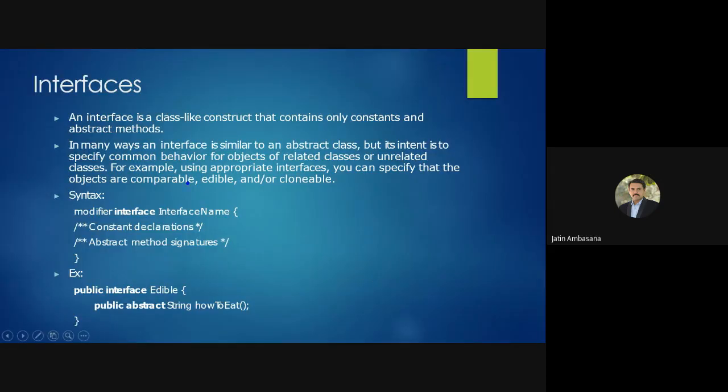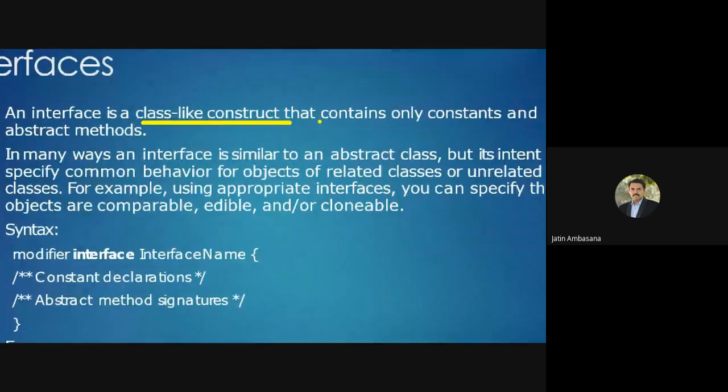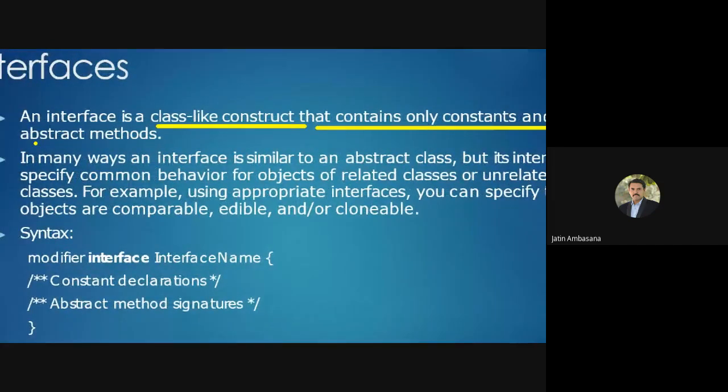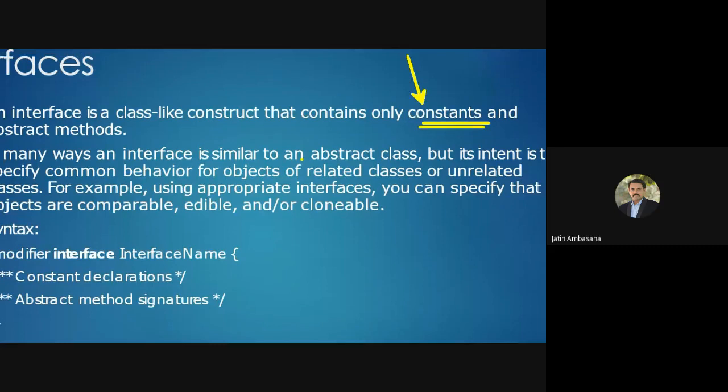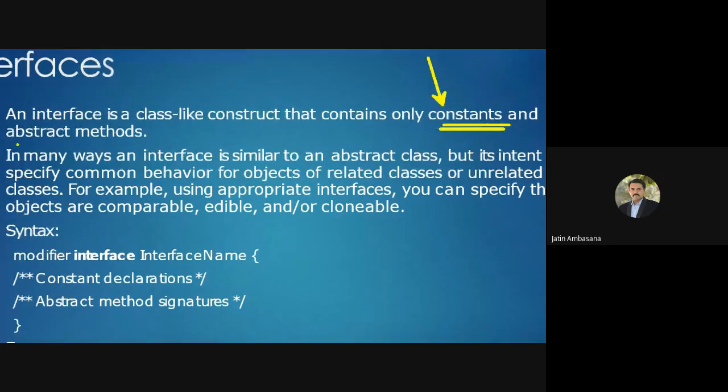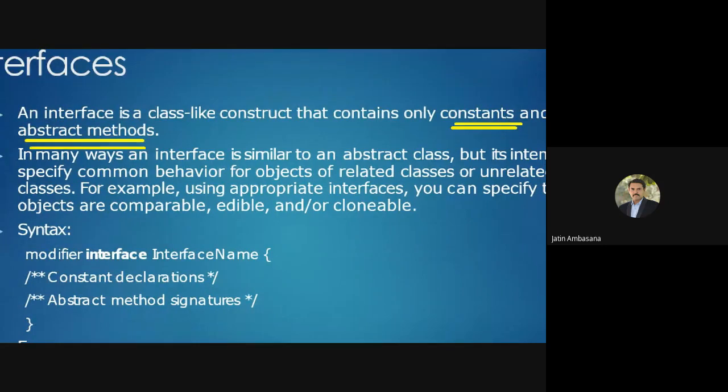Now what is an interface? The interface is a class-like construct, okay, that contains only constants and abstract methods. What does it have? Only constants. Variables are there, but only as constants, not as simple variables. And abstract methods. Methods that do not have implementations or empty bodies. Not even empty bodies actually. Methods without body. Okay.